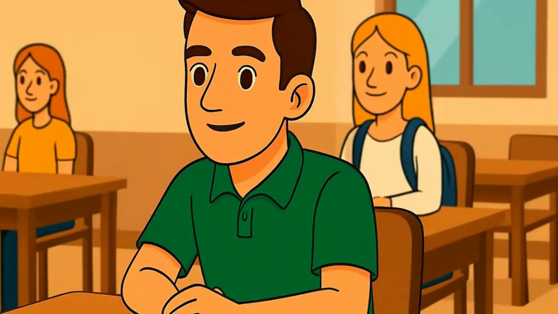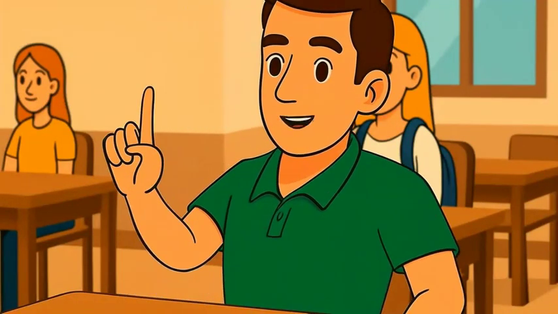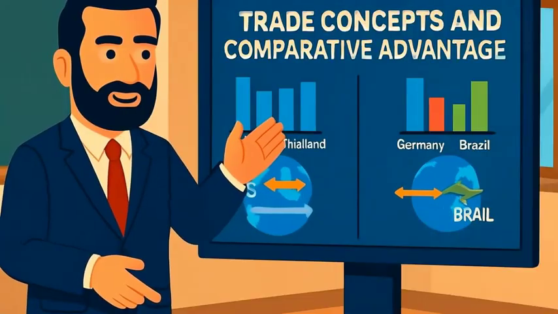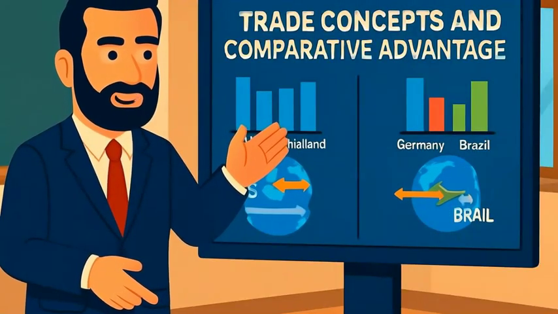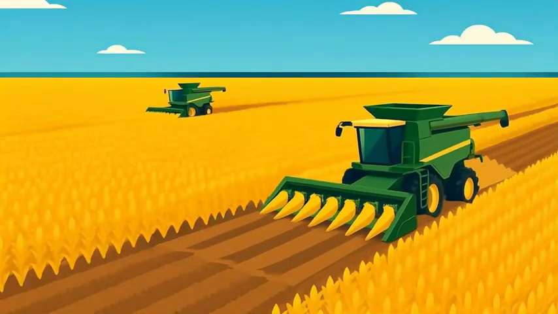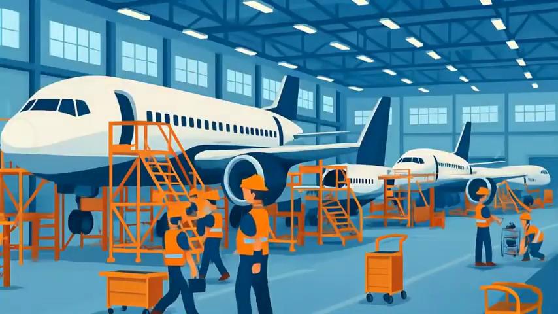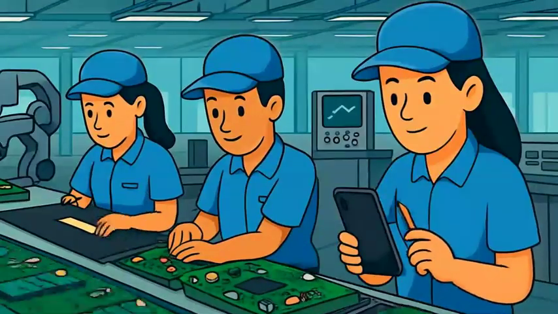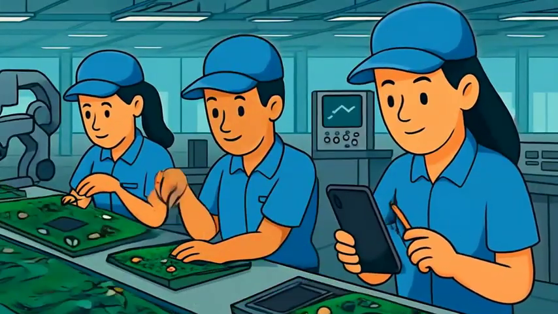What is comparative advantage? Any U.S. examples? Comparative advantage means producing what you do best and trading for the rest. The US exports technology, aircraft, and corn, while importing textiles and electronics from countries like Vietnam.